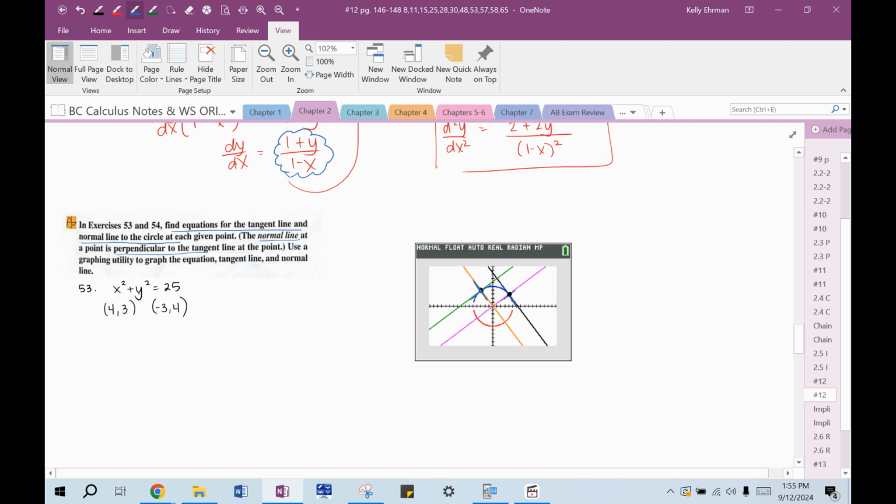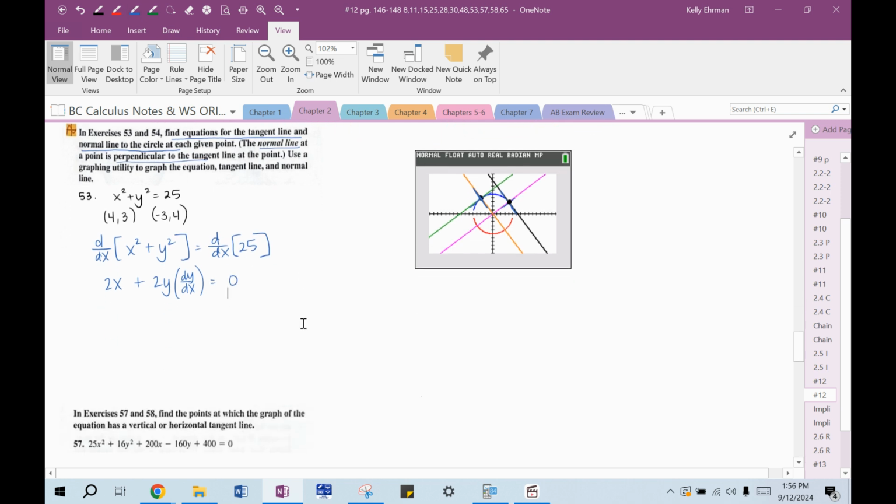So we need to come up with a dy/dx since we're looking at slopes. So take the derivative with respect to x of both sides of this circle equation. So the derivative of x squared is 2x. The derivative of y squared is 2y dy/dx. The derivative of 25 is 0. Okay, so dy/dx, when we solve for this, we're going to get negative 2x divided by 2y. So it's negative x over y.